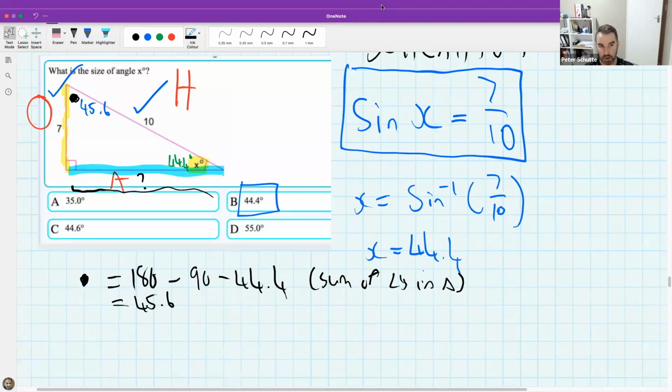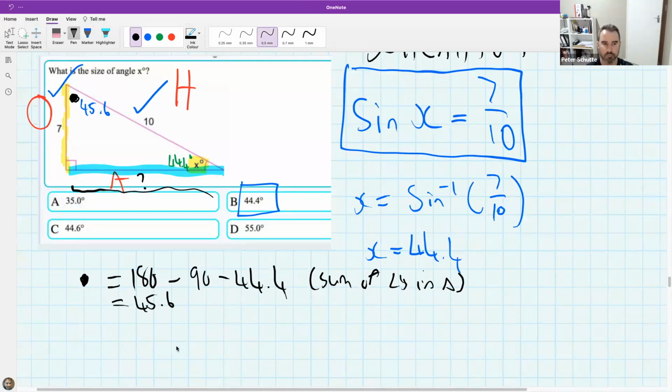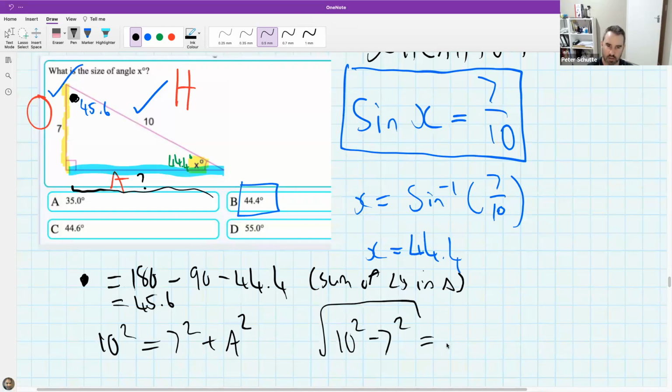You could either use Pythagoras or you could use trigonometry. Both would work. So let's get the answer for what A is. I see a lot of you are using Pythagoras, in which case you would go 10 squared is equal to 7 squared plus, let's just say A squared. And then using Pythagoras, we would go 10 squared minus 7 squared equals that. So what is A going to be?